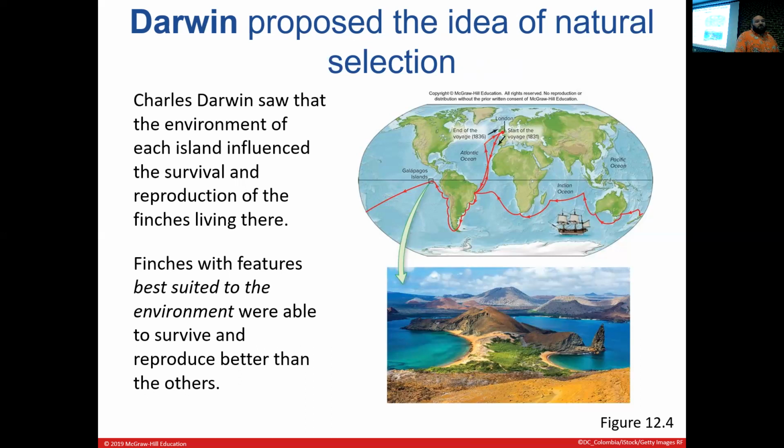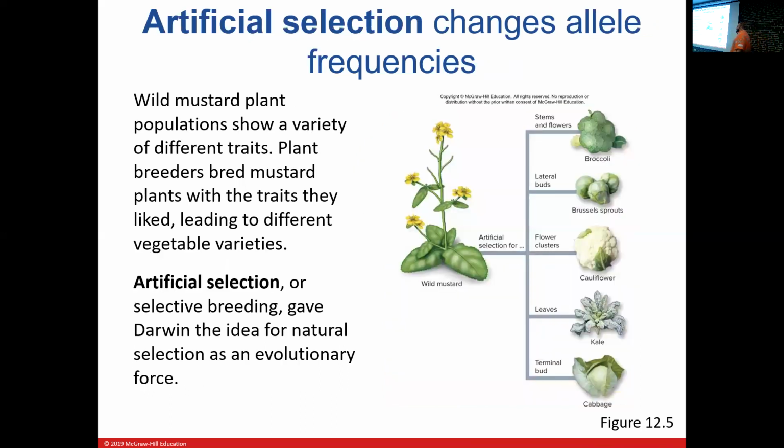Now, there is a form of this that we're quite familiar with, actually: artificial selection. For instance, a wild mustard plant, this boring little green plant with little yellow flowers, has been selected for over generation and generation and generation to generate a bunch of very specific foods. For instance, from the stem of the flower, we get things like broccoli. From the lateral buds, we get things like Brussels sprouts. From the flower clusters, we get things like cauliflower. From the leaves, you get kale. And finally, from the terminal bud, you get things like cabbage.